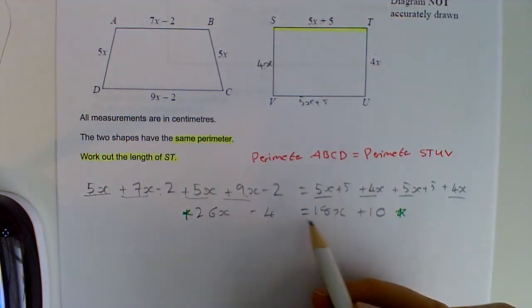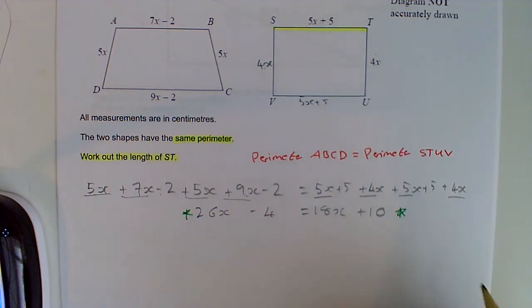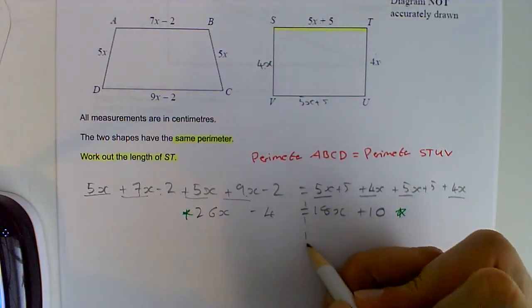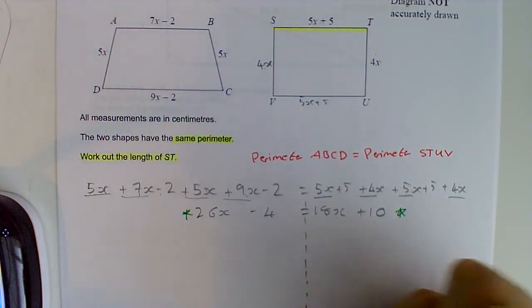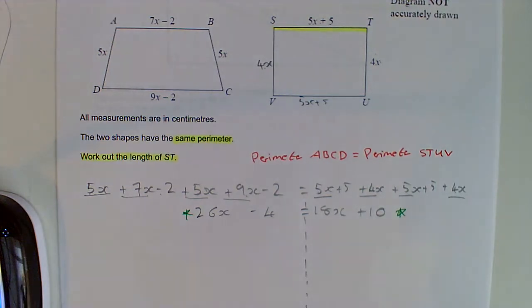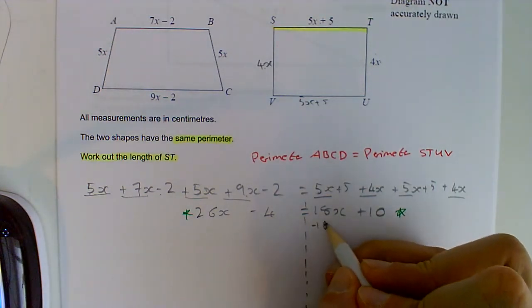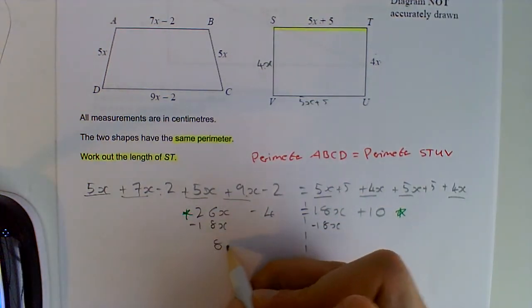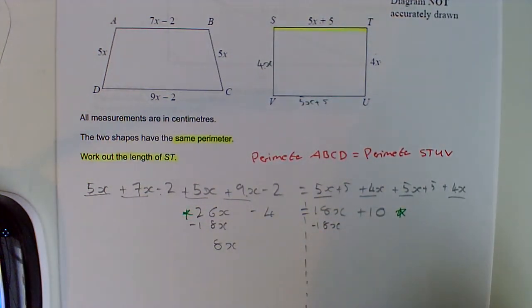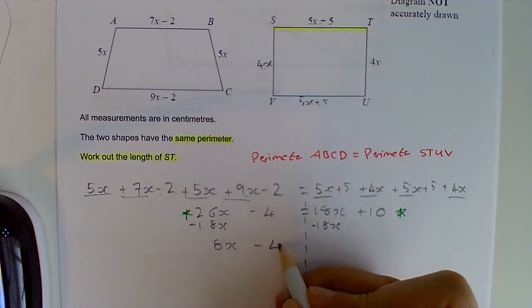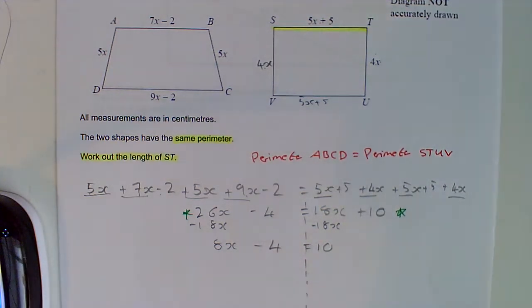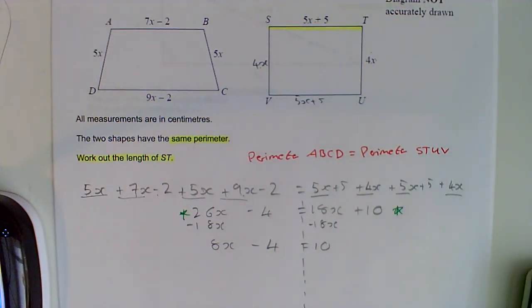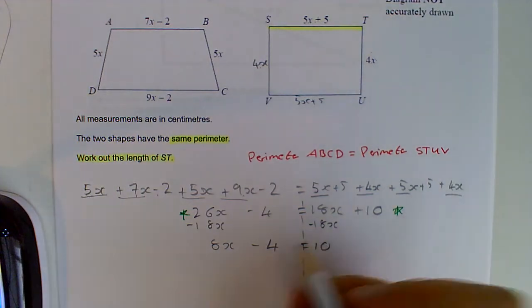So now that we've got this equation, we need to solve it. So this is where we put our dashed line down, our equal sign, and you know what I'm going to say next? Get rid of the smallest x term. So I'm going to take away 18x from both sides, which is going to give me 8x minus 4 equals 10. It's 26 to 18, isn't it? Yep. 8x minus 4 equals 10.